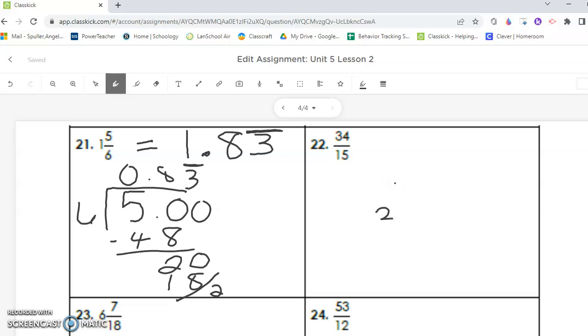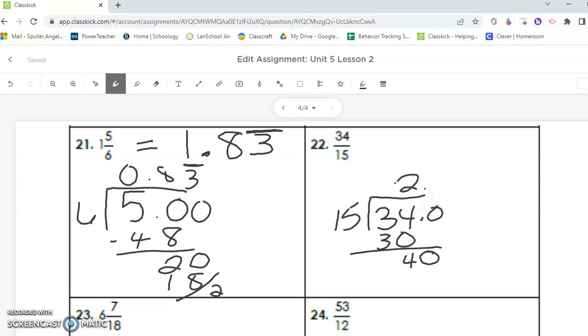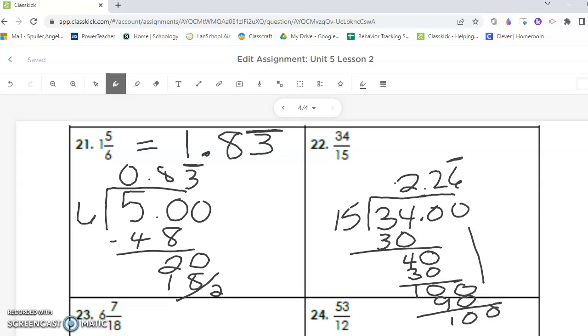All right, so let's see, 34 divided by 15. It can go in there 2 times. Gives me 30. 4. Bring down my decimal. 15 can go into 40 just 2 times. That'll give me 30. Give me a 10 left over. It can go in there 6 times. 6 will give me 90. Oh, that's going to give me a 10, bringing down another 0. So the 6 is going to repeat.